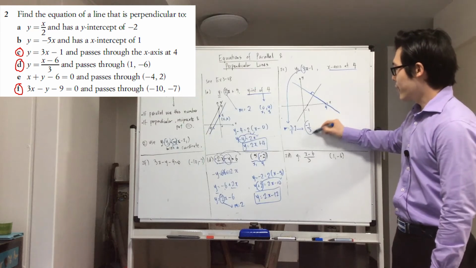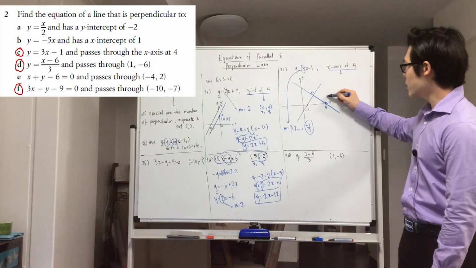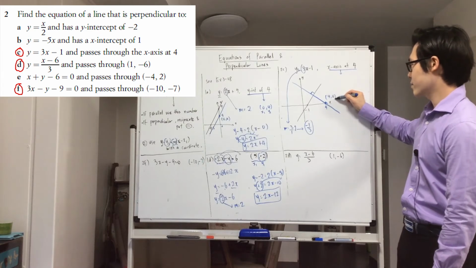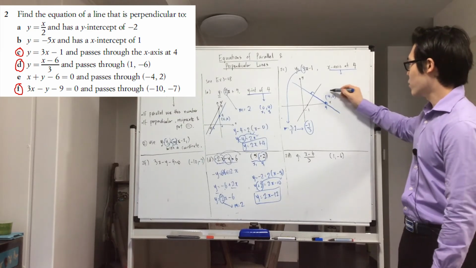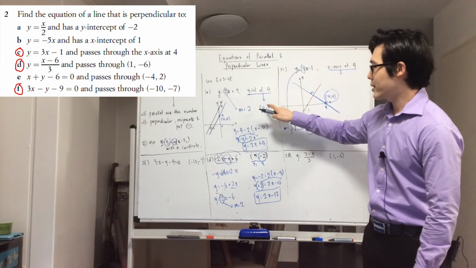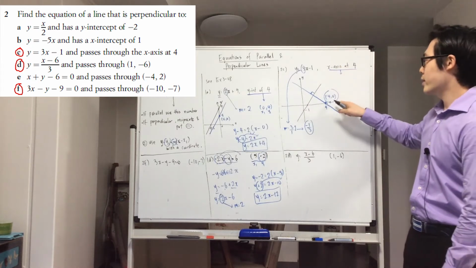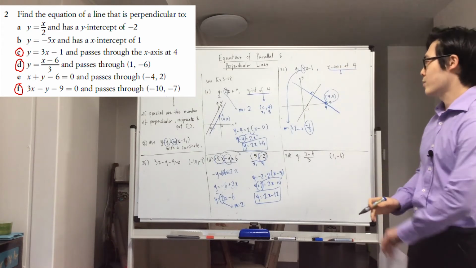And now we've got that. Now we also need the point. So what's that point right there? The coordinate is 4 and 0, yeah? So we're going to work with these two. Just keep that in mind. If it says y-intercept of 4, the coordinate is 0 and 4. But if it's x-axis or x-intercept at 4, the coordinate is 4 and 0. So that's how you can read the coordinate.